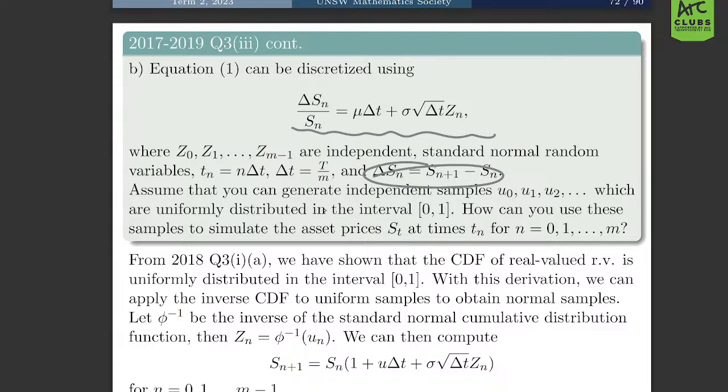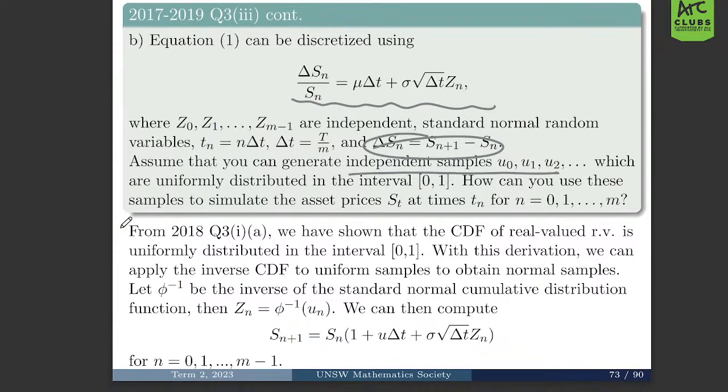So now we can generate an independent sample of U's, and they are uniformly distributed. So how can these samples be used to simulate asset price? It seems to be a pretty complicated question if you look at it by itself, but luckily this is actually a follow-on question from question 3I in the same year.